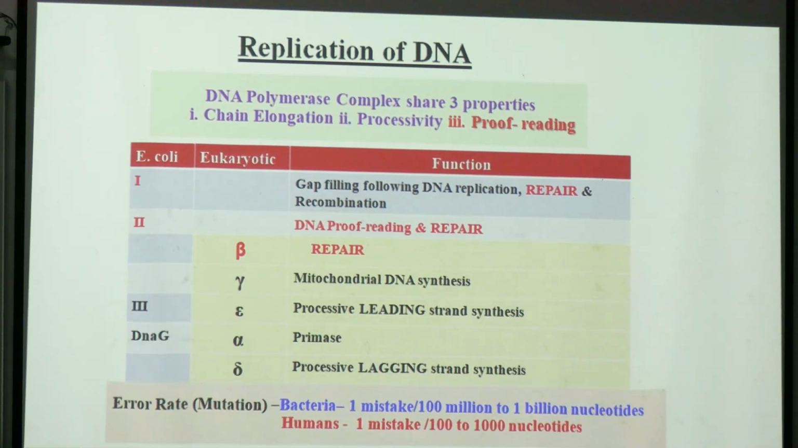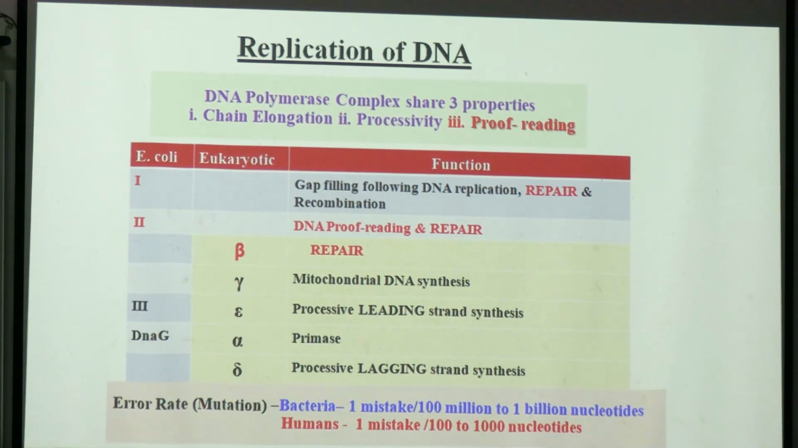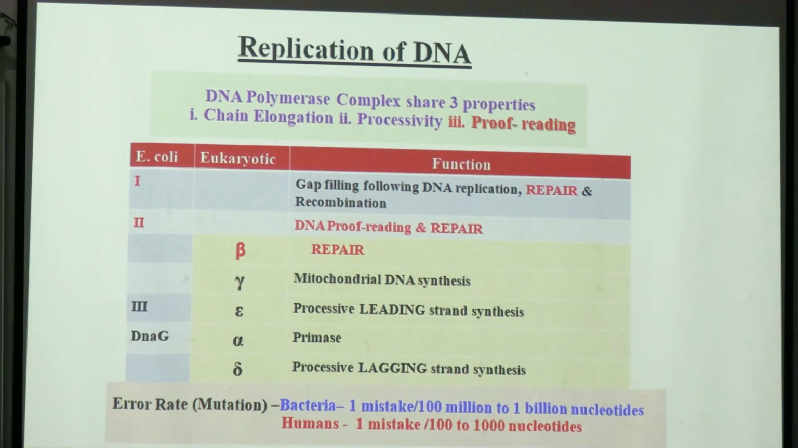Regarding the error rate, although replication has a very good copying capacity, in bacteria there is one mistake per 1 million to 1 billion nucleotides. In contrast, in humans the error rate is one mistake per 100 to 1000 nucleotides. So the error rate is quite high in eukaryotes. That is the reason why the synthetic machinery is not as fast as in prokaryotes.